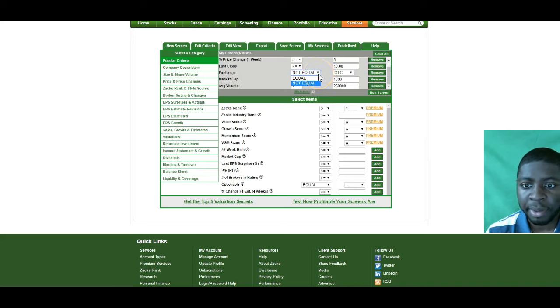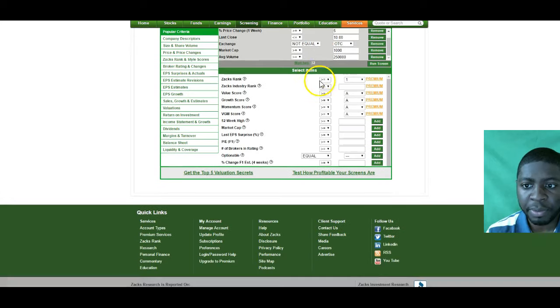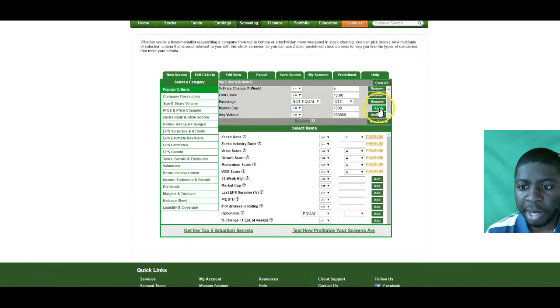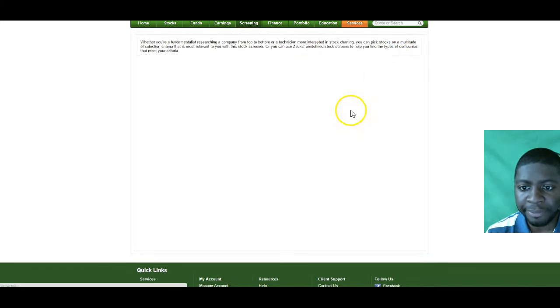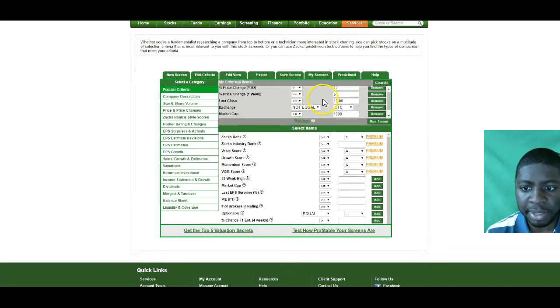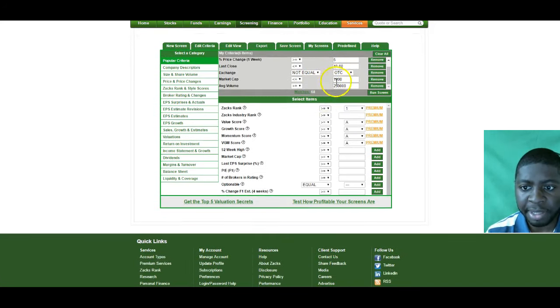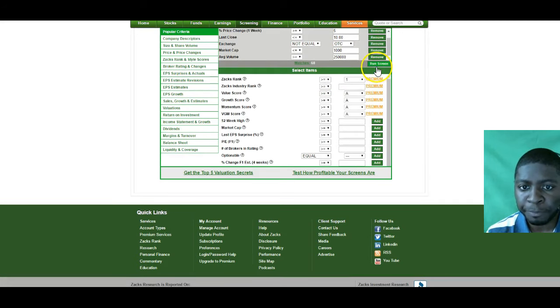Okay, not equal, so I still don't want any OTC plays. Market cap of at least $1 billion. Okay, because let's go ahead and put that. There we go. That was where I messed up at. So let's go ahead and apply that filter. There we go. Now that looks a lot better. Less than $1 billion. I messed up there, folks.